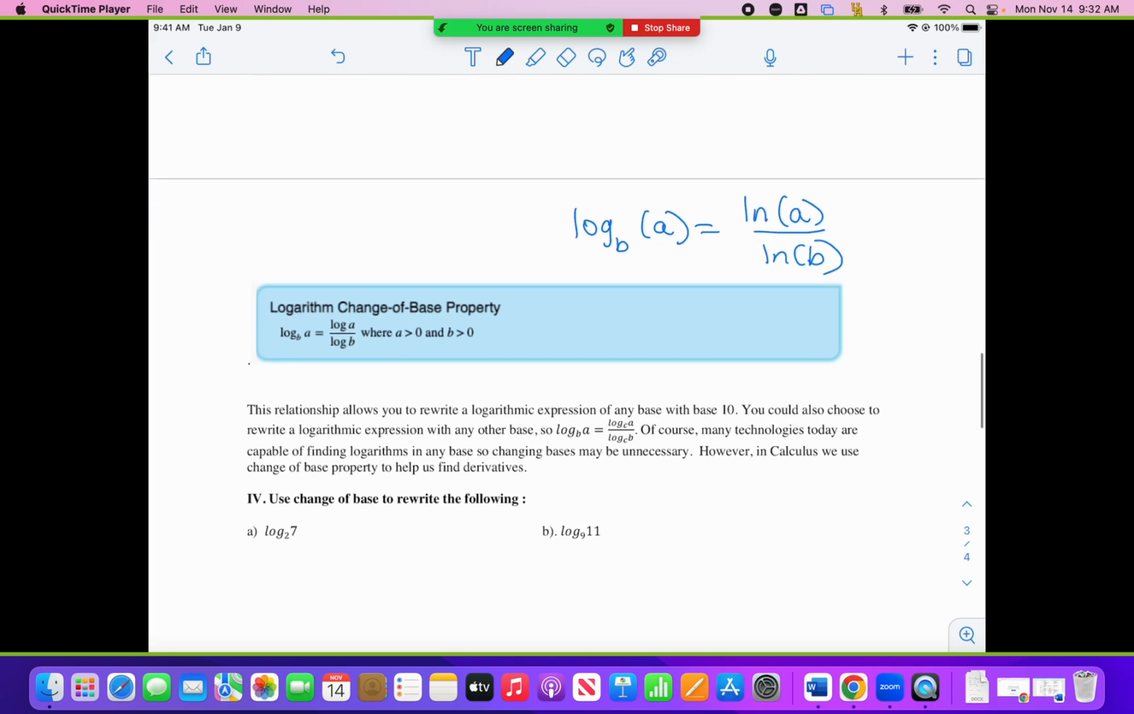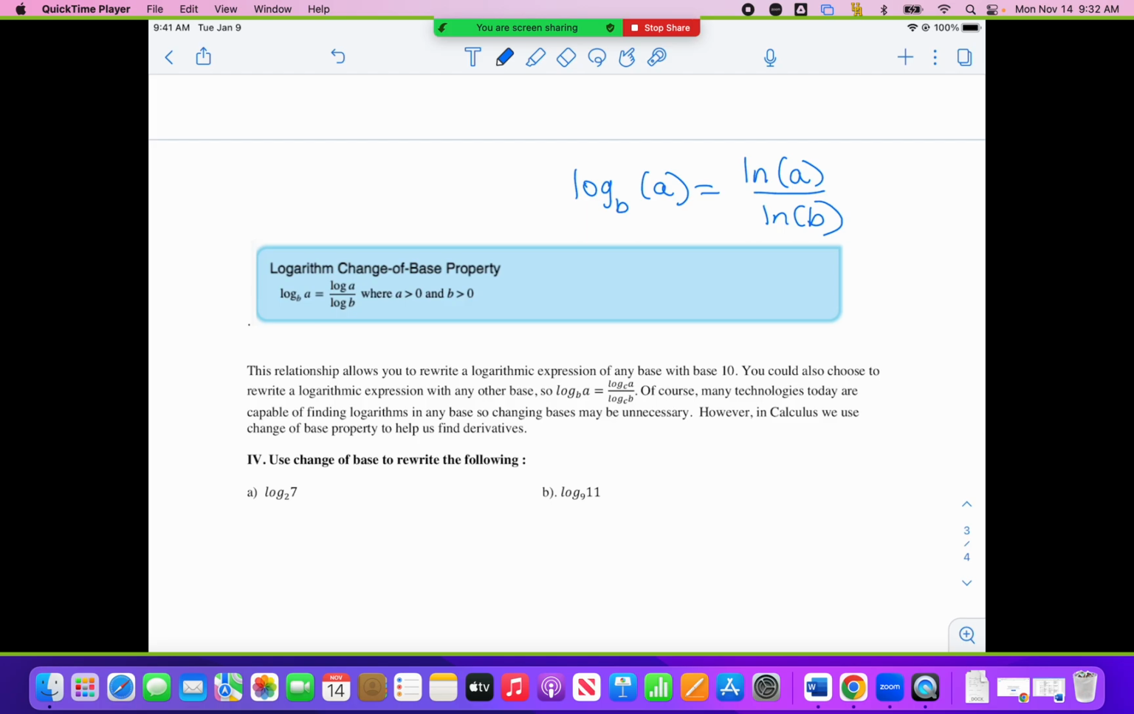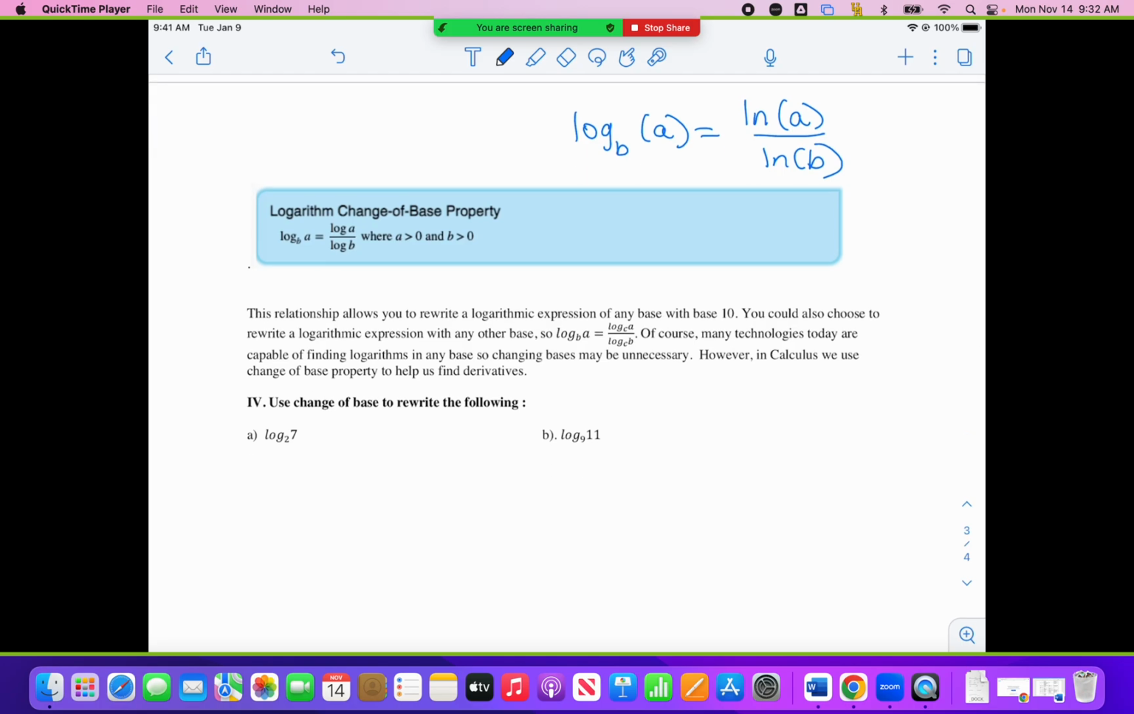All right, so in Roman numeral 4, all I want you to do is we're not going to evaluate these, but this would be natural log 7 over natural log 2. And here we would say natural log 11 over natural log 9. Now we also use this in AP Calculus.